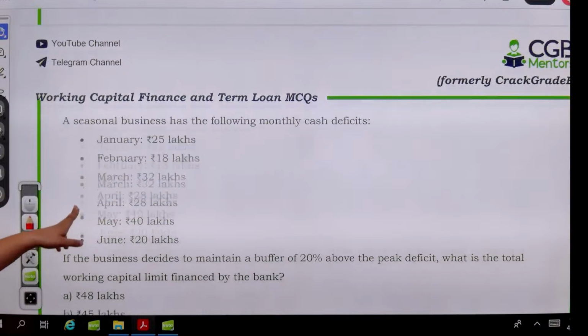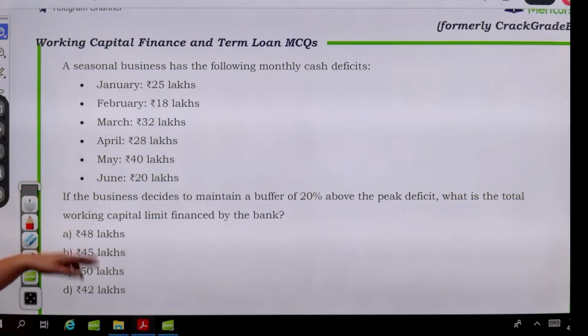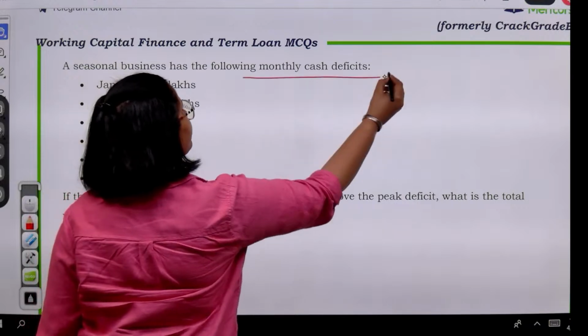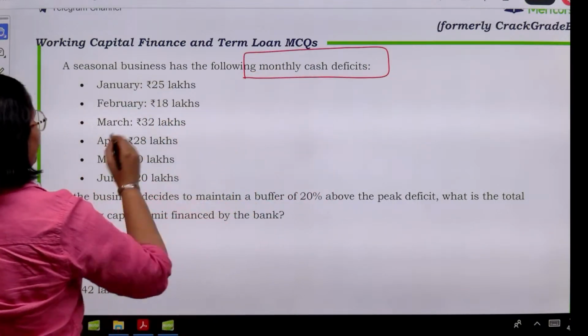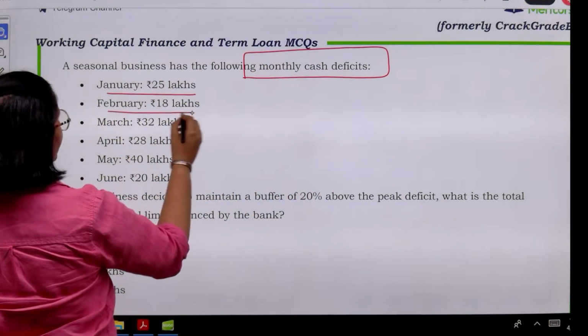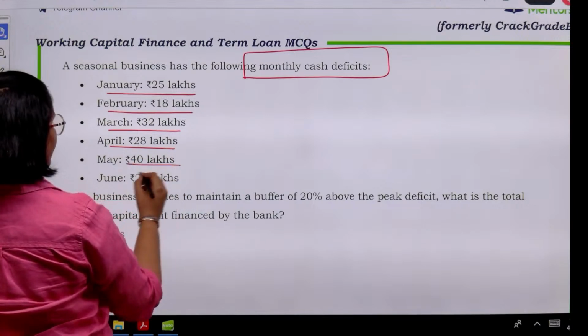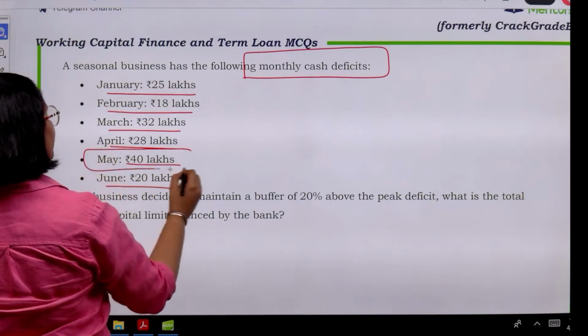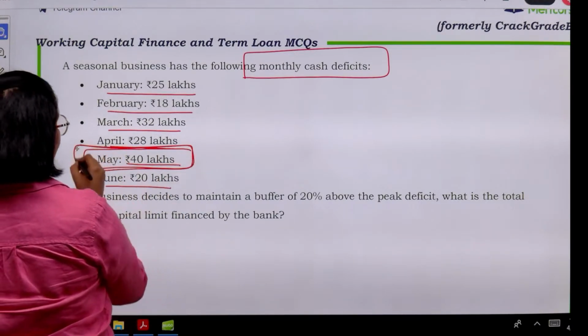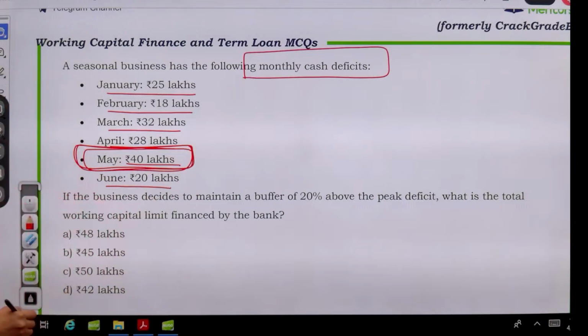Over here it's a very simple question, pretty easy. Seasonal business, right? And you have been provided with monthly cash deficit. January, February, March, April, May and June. So over here, which month has got the highest cash deficit? कौन से month का सबसे ज़्यादा है? This is your 40 lakhs, right?